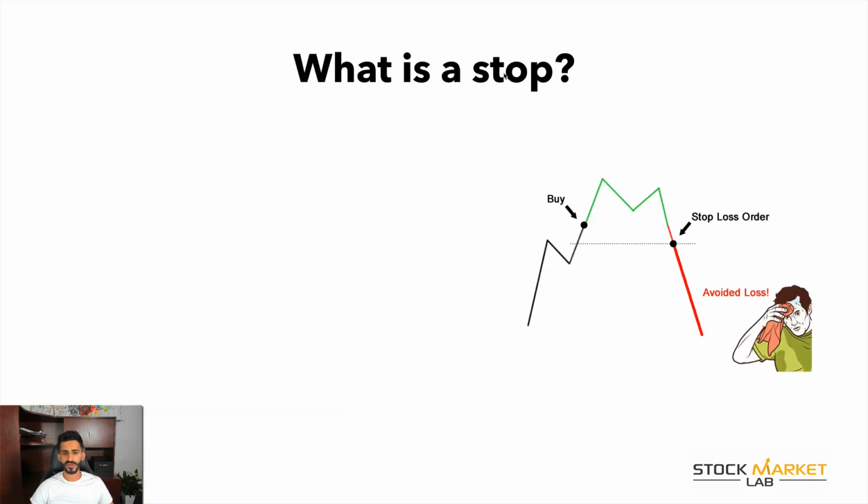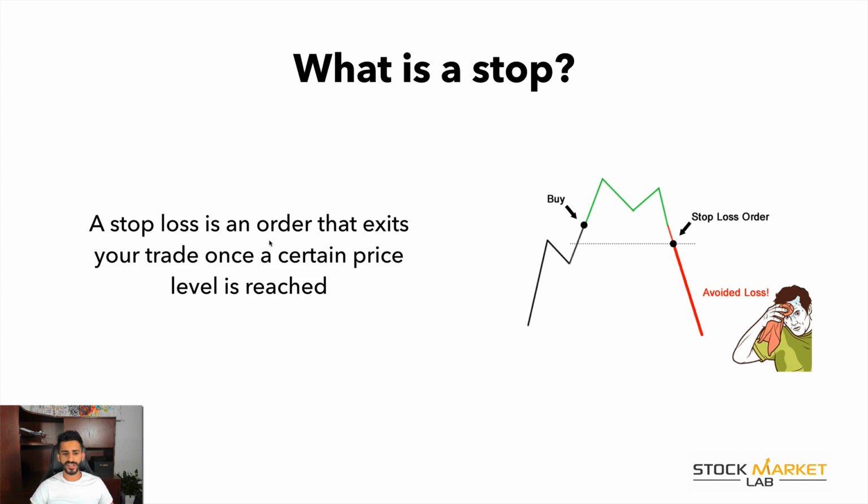First and foremost, just to recap, what is a stop? A stop loss is an order that exits your trade once a certain price level is reached. So the whole idea is, let's say you take this trade and you buy the stock here, at point A. You should always have an exit plan. What point does a stock need to go to for me to exit?